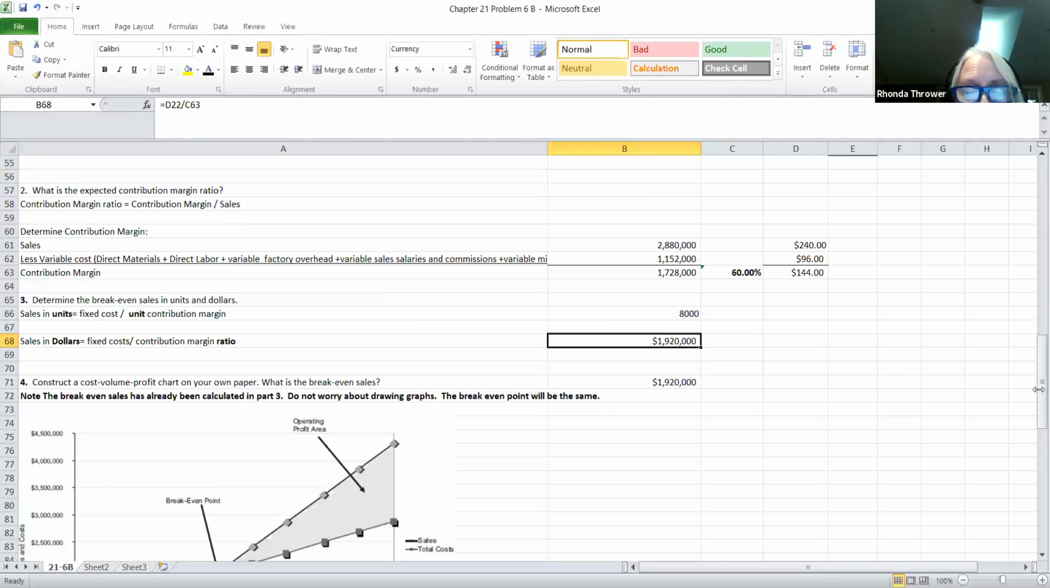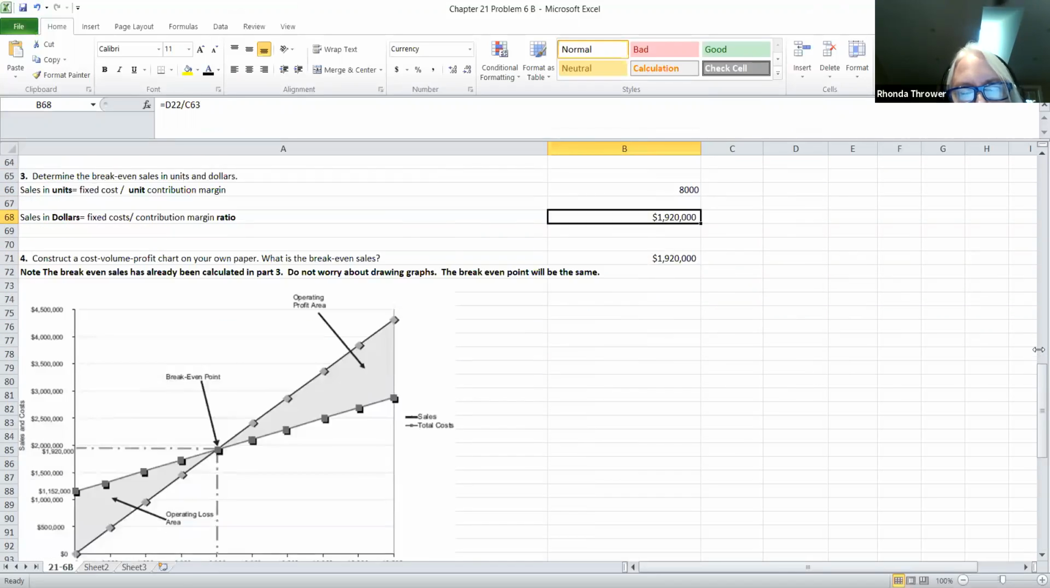I will ask you about the formula on the test, so you do need to know how to calculate break-even sales in dollars as well as break-even sales in units.